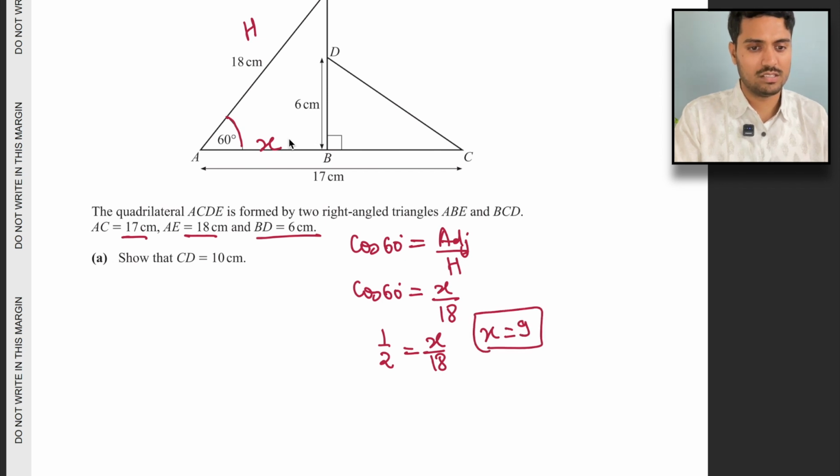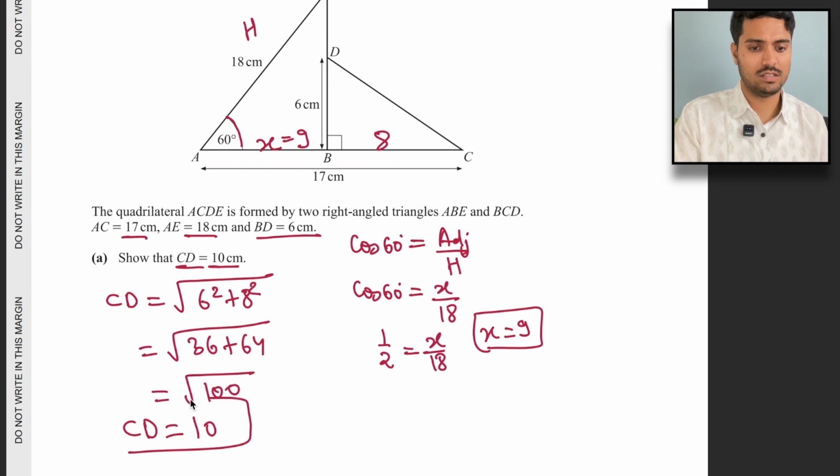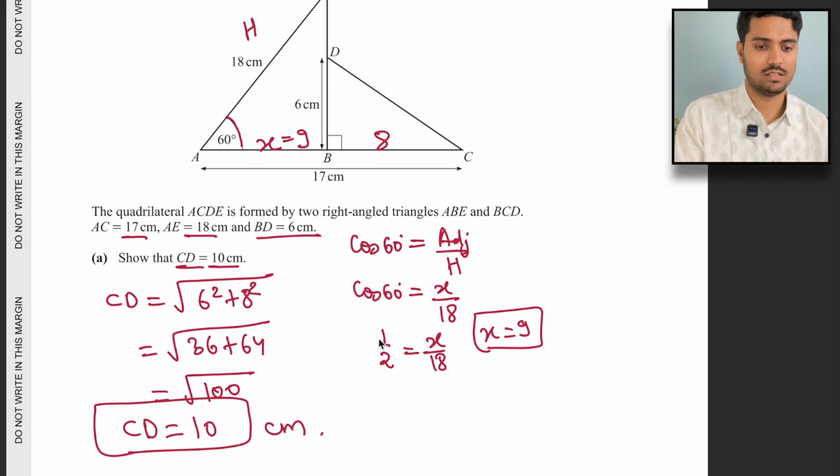That means this length is 9. If this length is 9, BC is going to be 17 minus 9, that is going to be 8. And now we have to find CD. We have to show that CD is 10 centimeter. So now, because triangle DBC is a right angle triangle, we can write CD is equal to under root of 6 square plus 8 square. So that is 36 plus 64, that's root of 100, which is 10. Hence we proved CD is 10 centimeter. That's the answer.